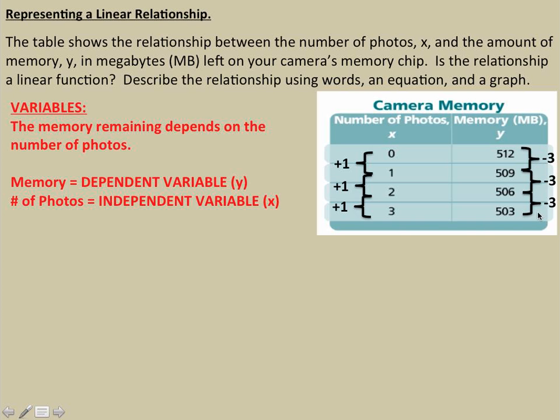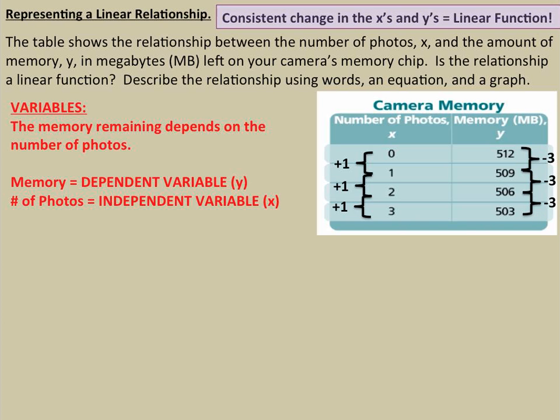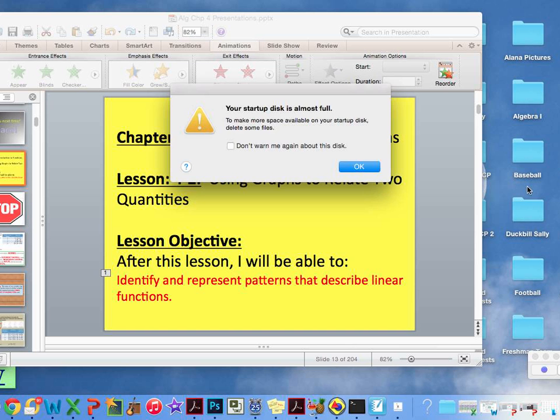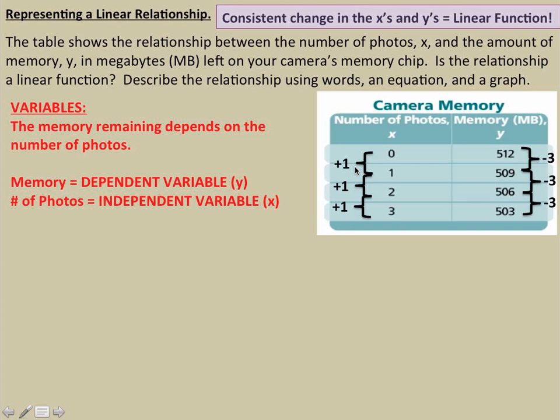-3, -3, -3. Okay? So that tells me that it's going to be a linear function. As long as I have consistent change in the x's and the y's, I'm going to get a linear function. Okay? If this was plus 1, plus 1, plus 1, and then over here was -3, -3, -5, well, then it won't work.